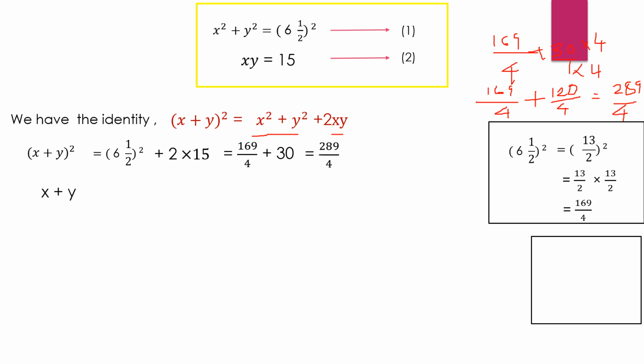So we got x plus y square equal to 289 by 4. So x plus y will be, correct, square root of 289 by 4 and that is 17 by 2. You can check it.